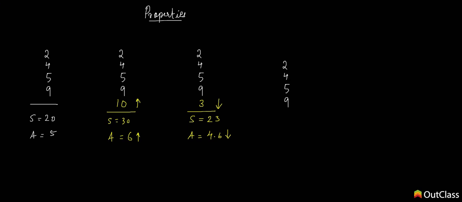Now what happens when you add a number that's equal to the average? The average is already 5. I'm adding another 5 to the mix. Now it is a sum of 25 and that's an average of 5. Notice that the average is not changed. So when the observation added is equal to the existing average, the average does not change. That's what happens when you add observations to a set of observations.